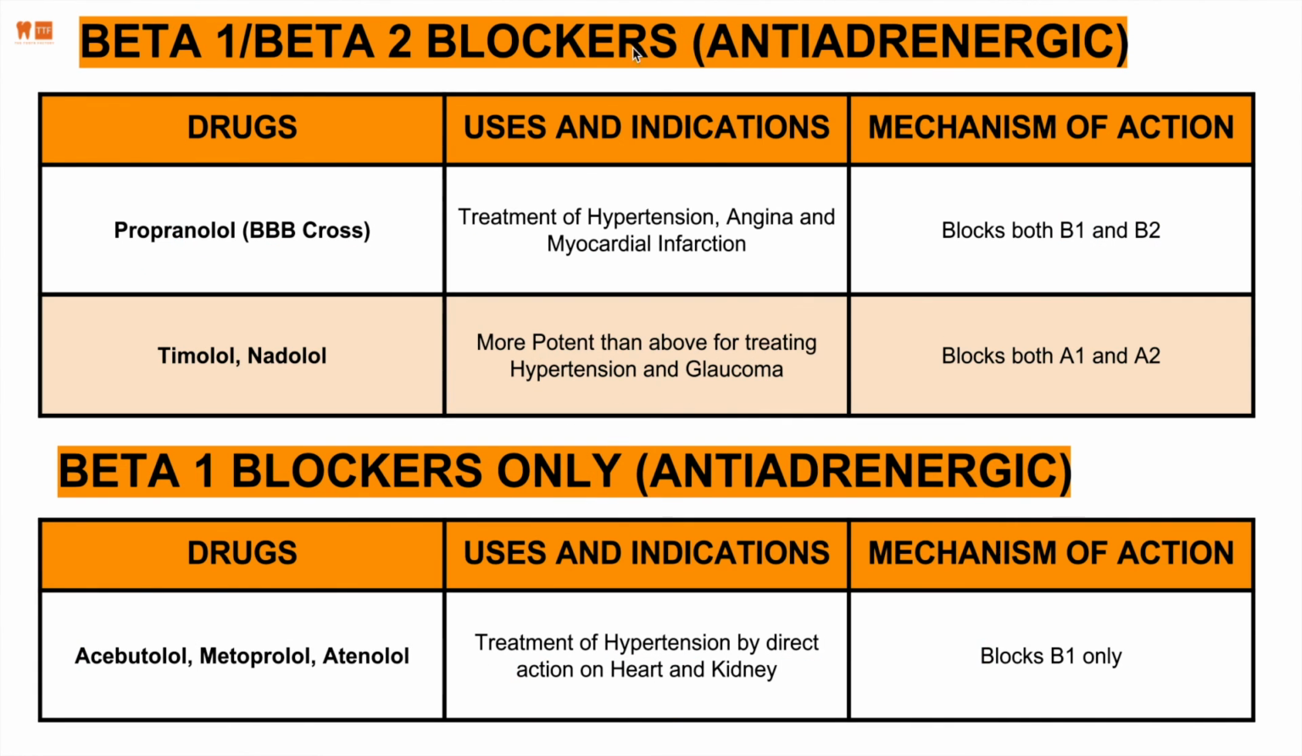Beta-1 and beta-2 blockers. These are non-selective blockers. So anything past N to Z. Propranolol, timolol, and nadolol. So propranolol crosses the blood-brain barrier. It treats hypertension directly by acting on the heart, treats angina and myocardial infarction again by acting on the heart itself. Beta-1 and beta-2. Timolol and nadolol do the same thing, but a little bit more potent. How do you remember that it is more potent? Well, the letters NT are involved in the word potent, treating hypertension and glaucoma.